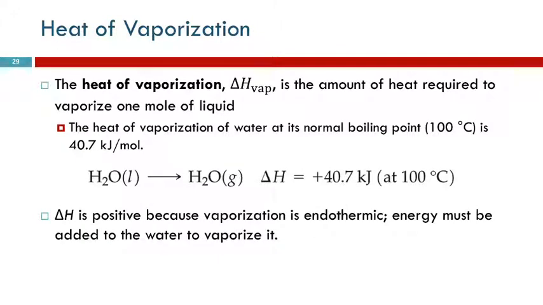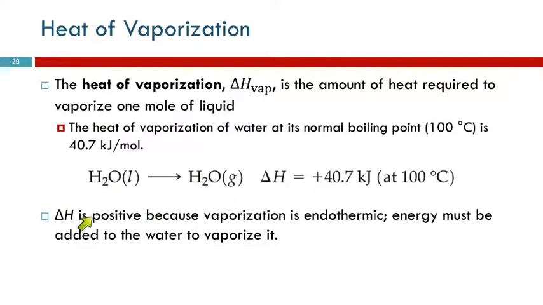Well, if there's heat involved, we're going to want to measure it, right? So heat of vaporization is indicated as delta H, VAP, for vaporization. That's the amount of heat needed to vaporize or evaporate one mole of liquid. So for water, at its normal boiling point of 100 degrees Celsius, that is 40.7 kilojoules per mole. You do not need to memorize that number.